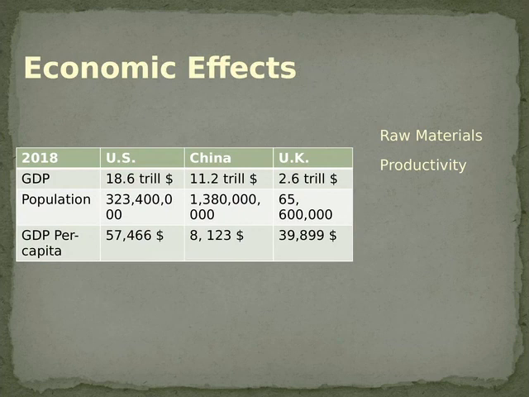You can see the average Chinese person only makes about $8,000 a year, where the average Brit makes about $40,000. Now, why is this? Well, it's because the average Brit is much more productive because of the machines. The average Brit is far more productive than the average Chinese person. And because of that, Britain has a higher standard of living, right? Each person in Britain, when they go to work, produces much more because of their tools, because of their machines. All right.